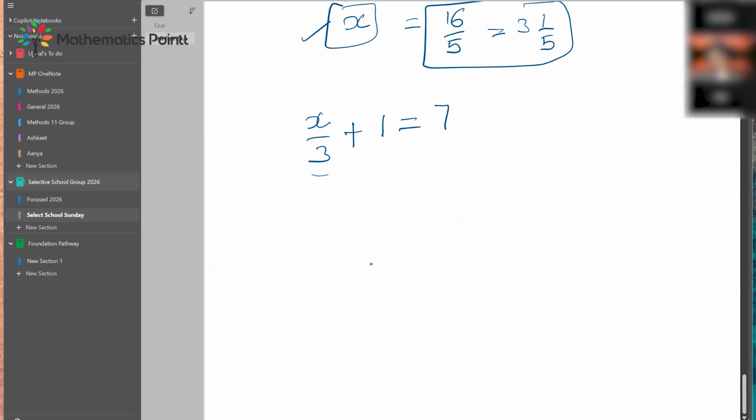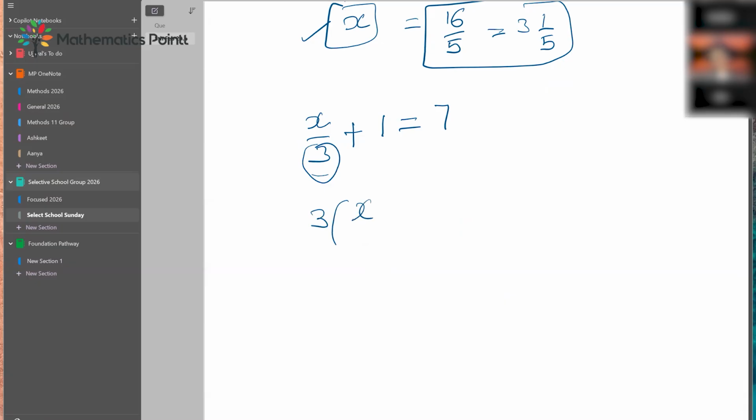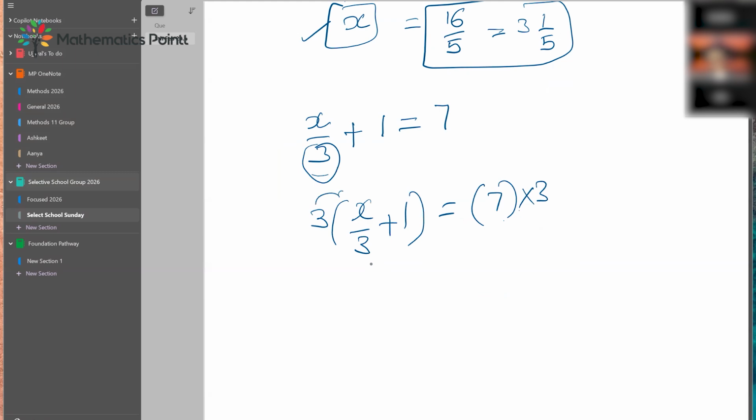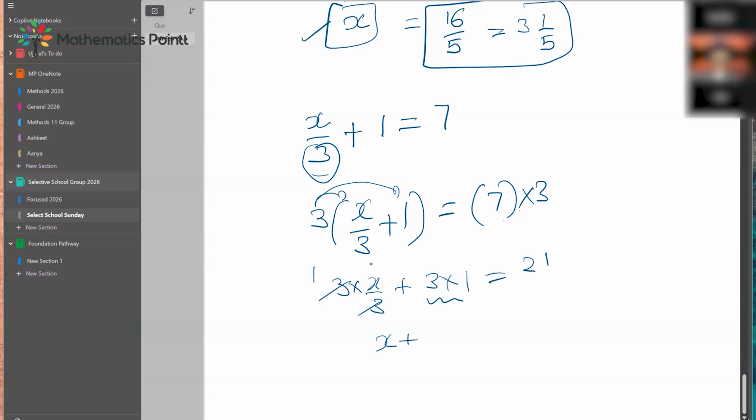I will say, okay, this 3 is basically dividing. So I will multiply the whole expression by 3. I'm just giving you another way of looking at it, another perspective. Now, when I open the brackets up, this gets multiplied on both the sides. So 3 times x over 3 plus 3 times 1 equals 3 times 7, which is 21. 3 gone. So x plus 3 equals 21.